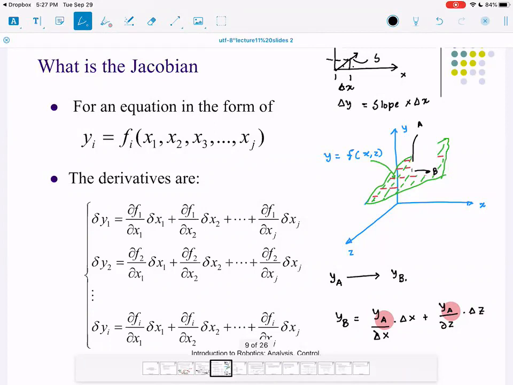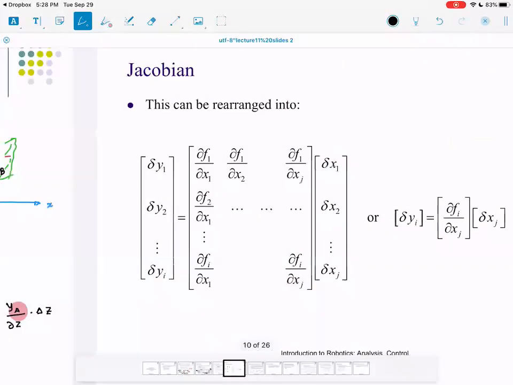But the difference in Jacobian is that now it's not only dependent on x, but it is dependent on y, it's dependent on z, and so on. So I'm interested in finding out the change in the function when the individual components of the function change. And Jacobian is the mathematical representation indicating that change.